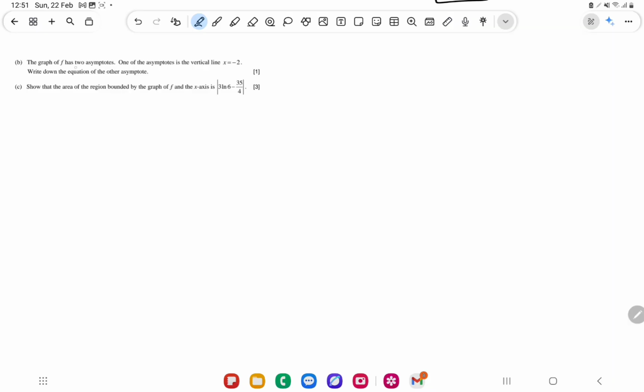Now the b part says it has two asymptotes. One asymptote is the vertical line at x equals minus 2. We have to write the equation of the other asymptote.